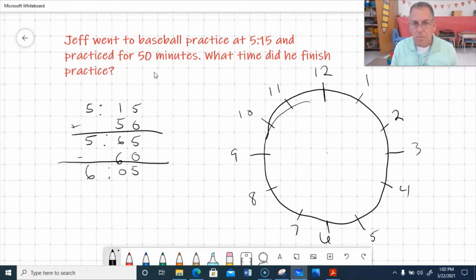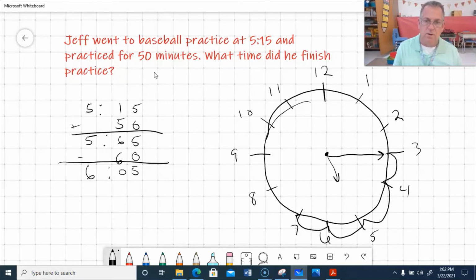So I know my hour hand is my shorthand. The 5:15 is going to be pointing just a little bit past the 5. And my long hand, my minute hand, is going to be pointing over here at the 3. That's 5:15. And if I want to add 50 minutes to that, it'd be easy. I could just go ahead, start my minute hand right here. That'd be 5, 10, 15, 20, 25, 30, 35, 40, 45, and 50.